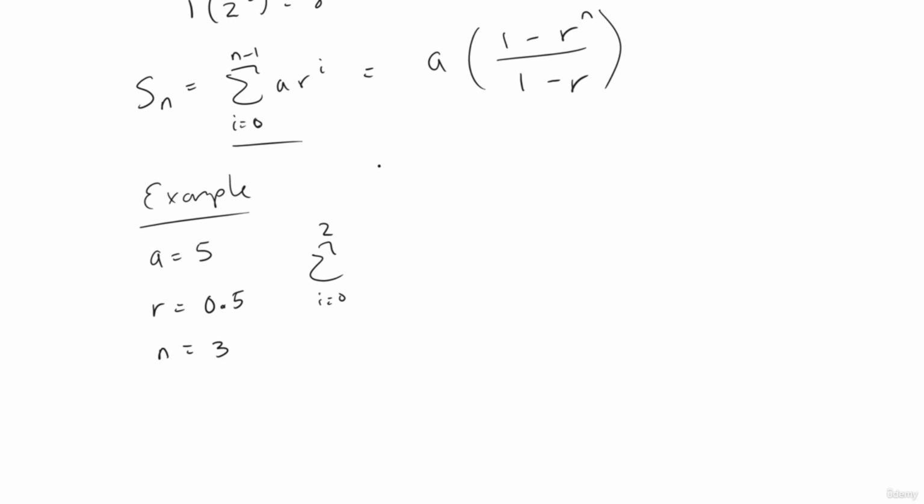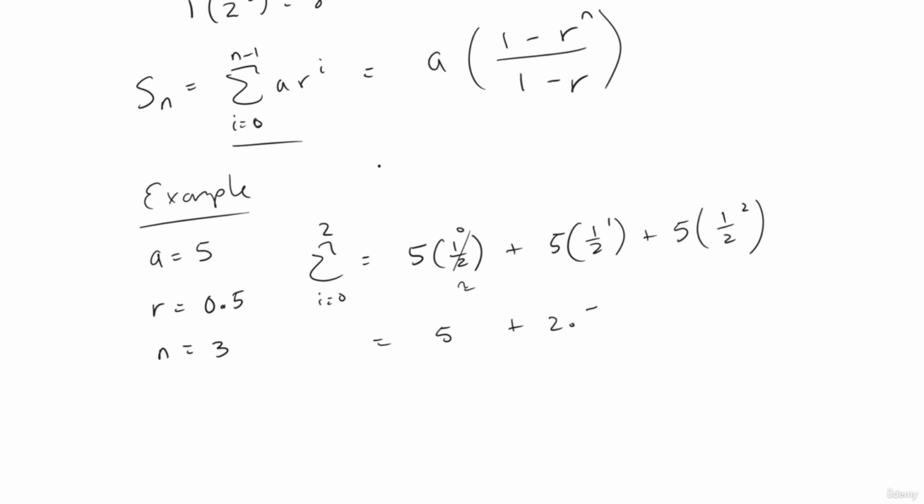is 2. And so that's going to be 5 times, I'm going to write 1/2 instead of 0.5, to the 0th power, plus 5 times 1/2 to the first power, plus 5 times 1/2 to the second power. Doing this math out, we can see that this is equal to 5, because this is going to be equal to 1. This is going to be 1/2, and so we're going to be left with 2.5. And then this is going to be 1/4, and so 5 over 4, that's going to be 1.25. And that's going to give us 8.75 for this summation.